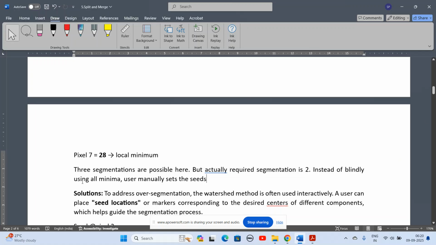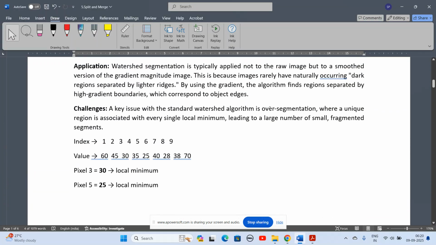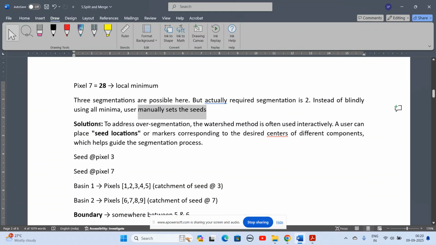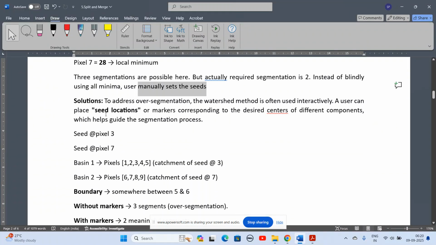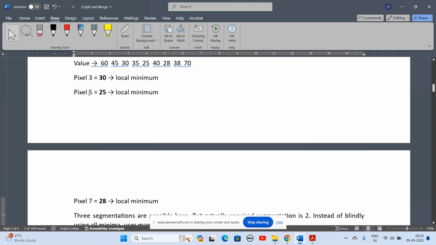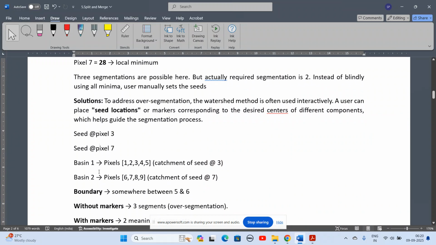So instead of blindly using all local minima, I am going to manually set the seeds. This process is called over-segmentation. The required one is 2, but I have 3 if I follow the watershed algorithm. The solution is to manually set the seed locations. Here we have 3 local minima, and I am going to take only 2: seed at pixel 3, seed at pixel 7.